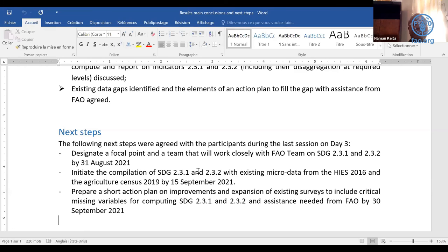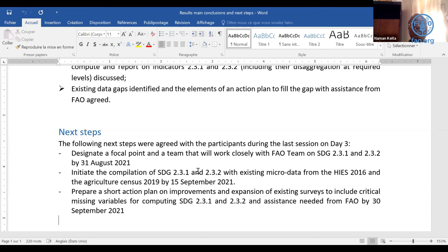And then the last part of our discussion now was to see how we can prepare a short action plan on how to improve and expand existing surveys to include the missing variables for computing SDG 2.3.1 and 2.3.2 with assistance from FAO. Maybe we should modify this statement a little bit in line with what Arbab has suggested, to ask if BBS could write to FAO for assistance in improving the statistical system to be able to collect the data needed for the computation of the series of indicators, including 2.3.1 and 2.3.2.